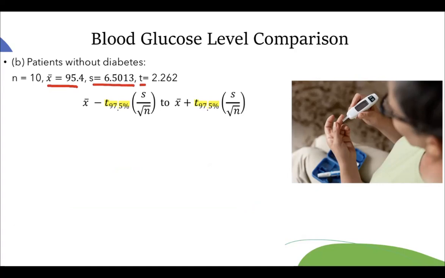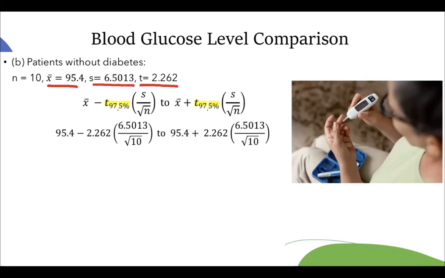The same t-score though, because the sample size is the same. It's still size 10 and the confidence level is the same, still 95% level of confidence. So the t-score stays. So plugging the other numbers in, we're only changing here the mean and the standard deviation. Otherwise, it's the same as before. And this time we get 90.75 to 100.05.